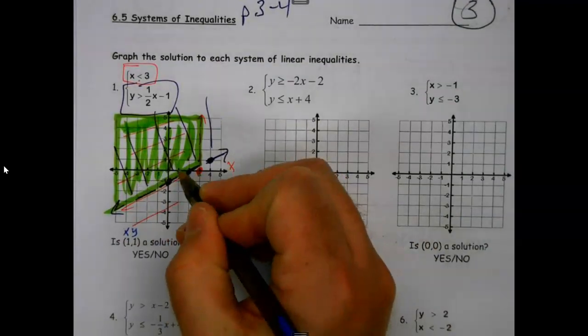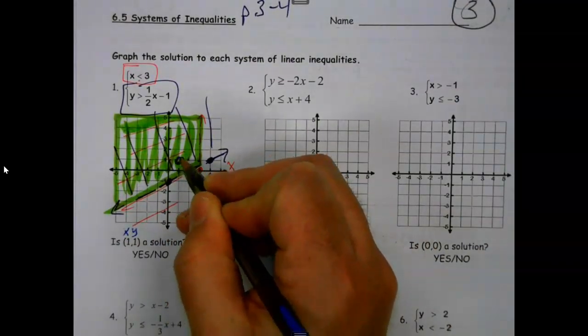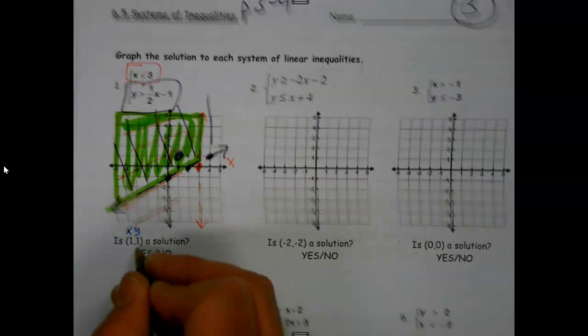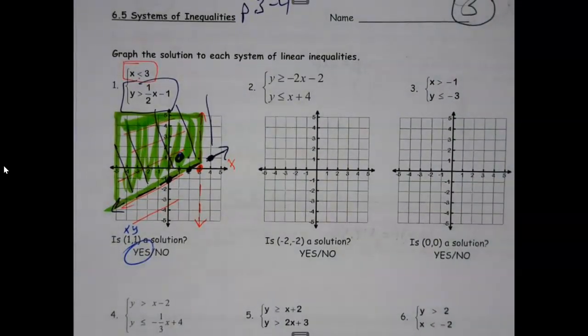If I go on my graph and I go to 1 and I go up to 1, this is why I don't want to shade real deeply with whatever colors I'm using, because I want to be able to see the point that I'm looking for. If I plot the point 1, 1 and it's in my colored area, the answer is yes. If it would have said, is 2, -2 a solution, and I put my dot down here and that's not where I colored in, I just put no. That's all I got to do for that part. If it's in the shaded area, we go yes. Not in the shaded area, we say no.